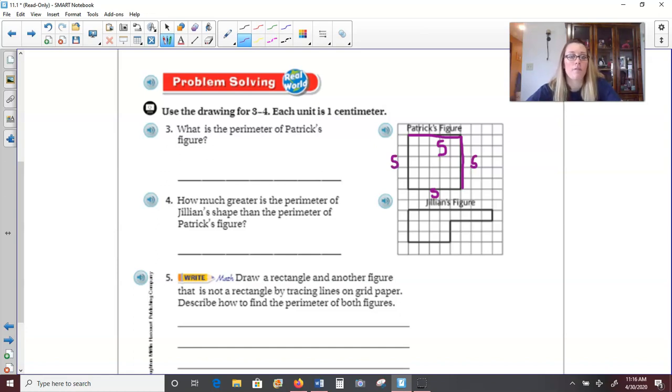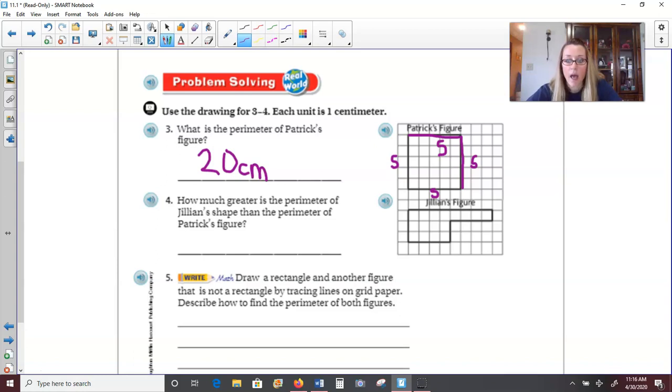So if all 4 sides of this shape are 5 centimeters, what would be the total? 5 times 4 equals 20. And don't forget your label. We can do cm for centimeters.